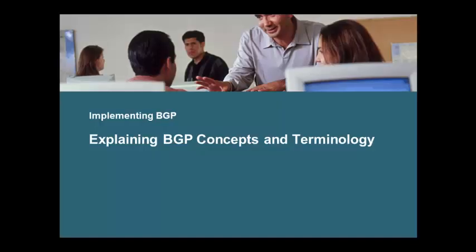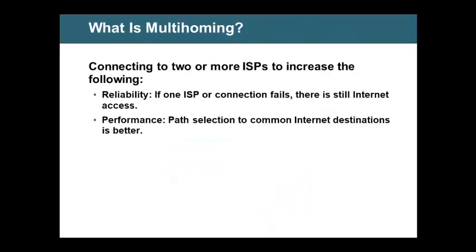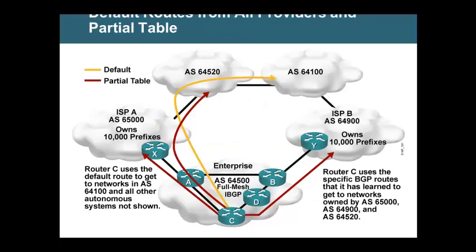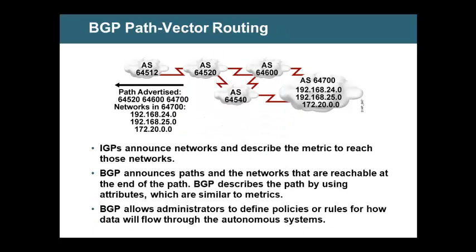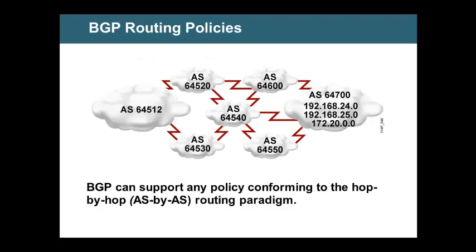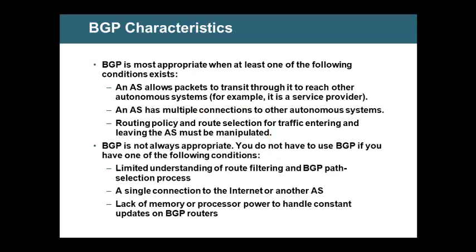Right. In the previous class, we started BGP concepts and terminologies. We learned what is multi-homing, the advantage of multi-homing, the different ways in which the routes are being learned. We learned what is autonomous system, the difference between IGP and BGP protocol, and we also learned that BGP is a path vector routing protocol, and it is considering one autonomous system as one hop. So you can also call it as hop by hop routing protocol. One hop is not one router, it is one autonomous system.